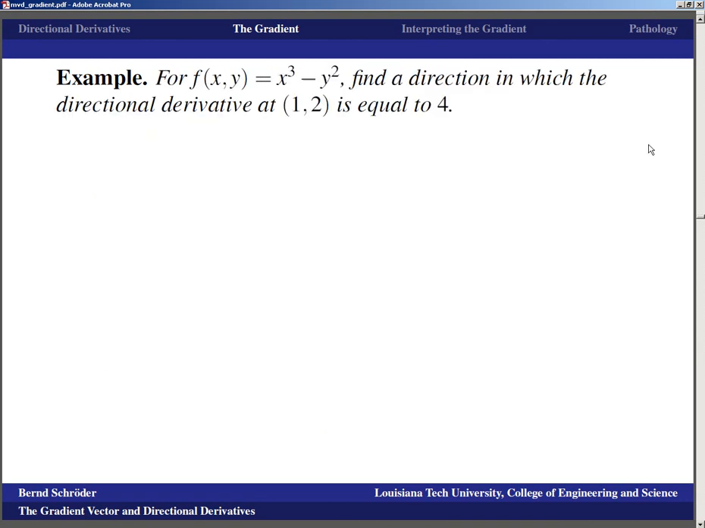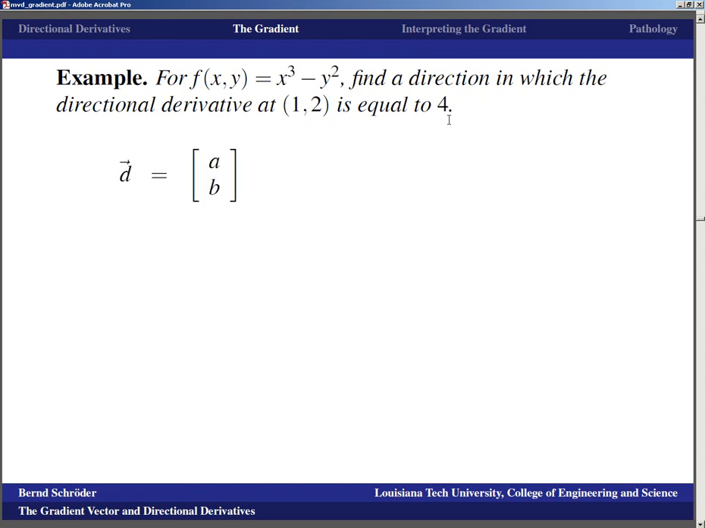Alright, now something else we can do, and here's where I want to have a visualization again, is take a function of any number of variables, but for this example we take two variables, f of x, y equals x cubed minus y squared, and I want to find the direction in which the directional derivative at the point 1, 2 is equal to 4.